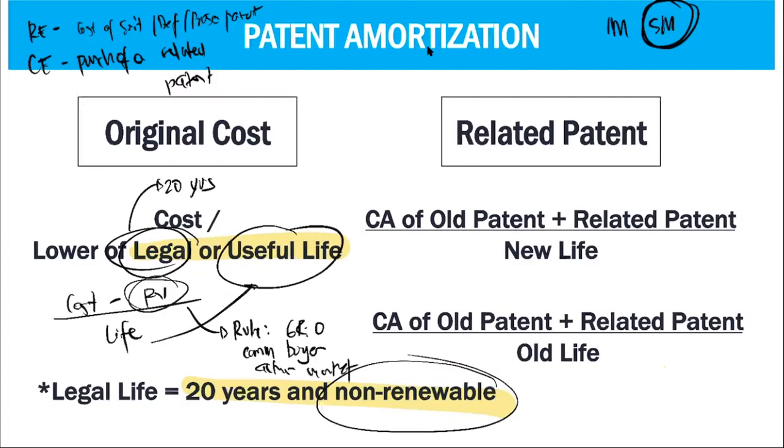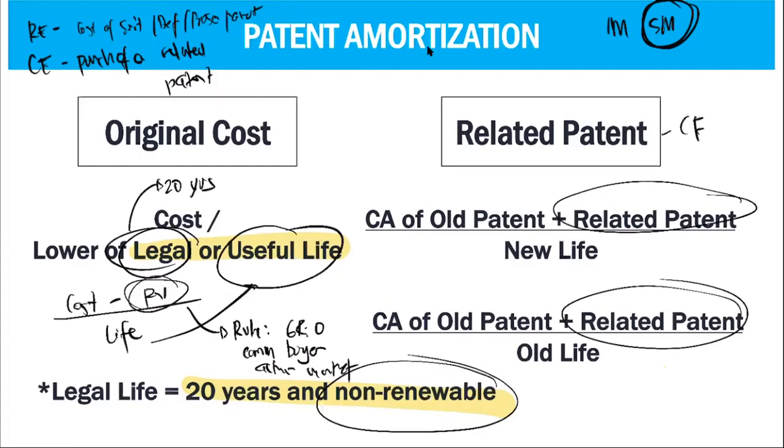How about if you have a capital expenditure on your patent? Therefore, there is a related patent. So if there is a related patent, we add the value of your related patent. Why? Because it is a capital expenditure and capital expenditure increases the value of your assets. So we get the carrying amount of your old patent. We add the related patent.